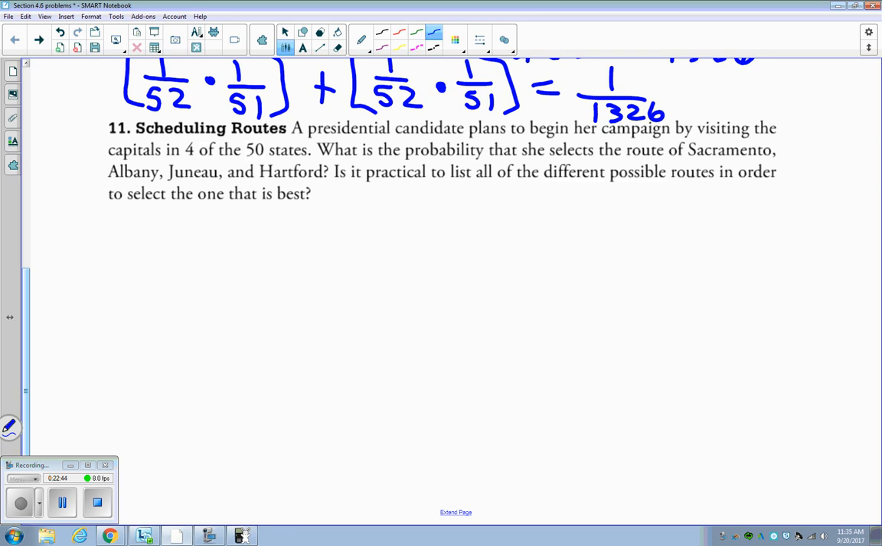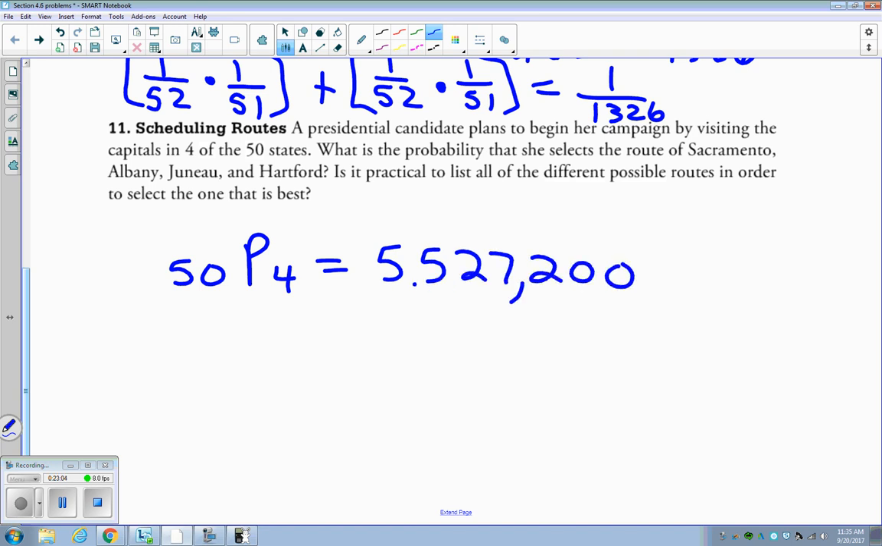Okay, so since it's a permutation, I've got 50 states to choose from, and I'm choosing 4. So somebody tell me what that is. 5,527,200. Okay, so is it practical to list all the different ones? Nope, I'd want a computer to do that for me really fast, right? Yeah, excellent.